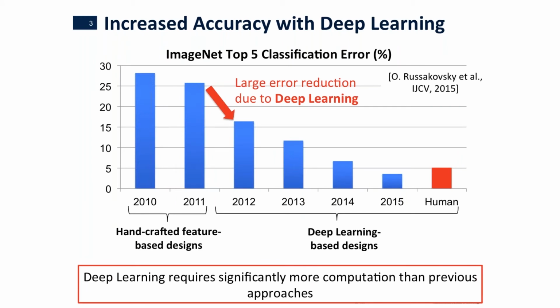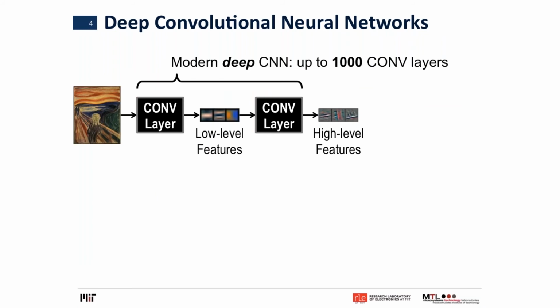As we've seen from the ImageNet competition, ever since 2012, when we switched to deep learning approaches, the error has been significantly reduced to the point at which we can exceed human-level accuracy. So while deep learning is great and provides very high accuracy, the main challenge is that it requires significantly more computation than previous approaches. So really the objective of today's talk is showing how we can have our cake and eat it too. How can we achieve high accuracy, but also meet the energy requirements, either on these embedded devices or even potentially in the data centers?